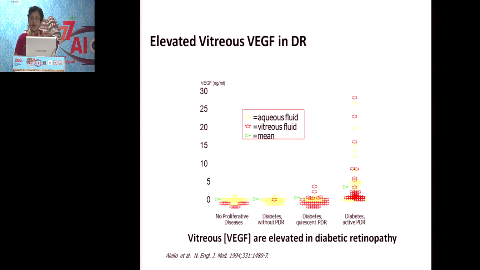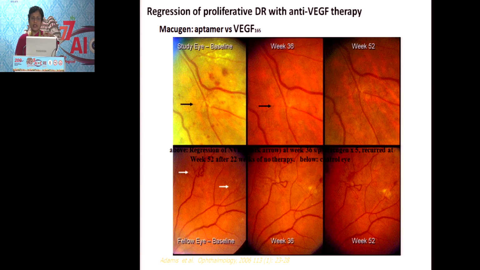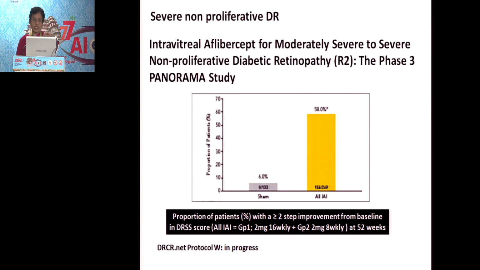Another controversy is VEGF levels. We know that anti-VEGF is now the best treatment for diabetic macular edema, but you see that patients without proliferative diabetic retinopathy show very little VEGF levels. And yet, when you give anti-VEGF therapy to people with any form of retinopathy, you see that the diabetic retinopathy disappears or decreases in severity.